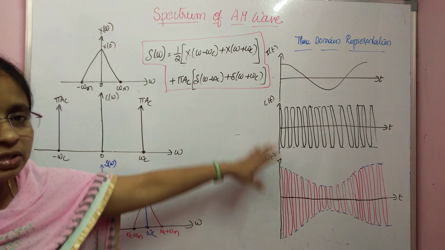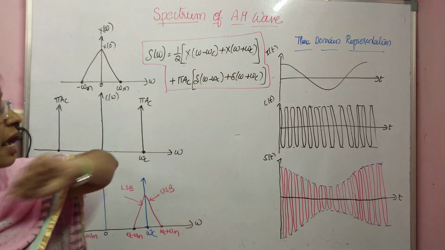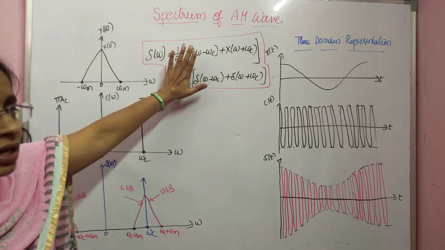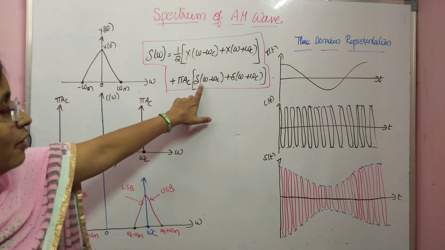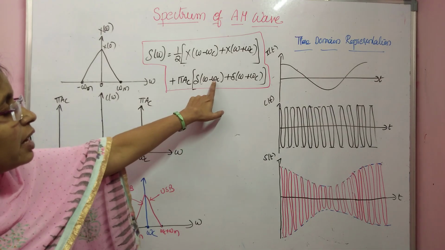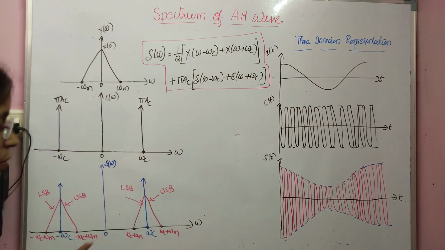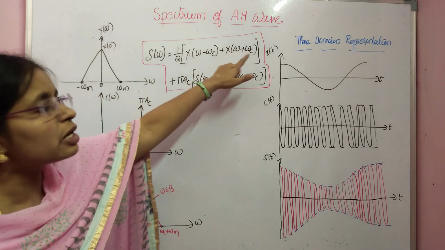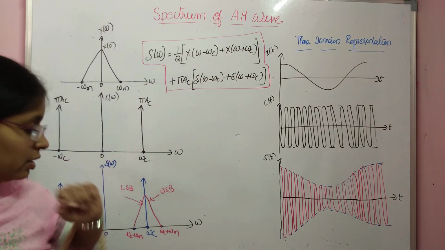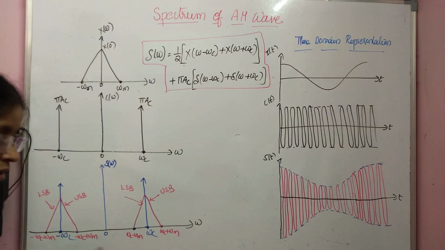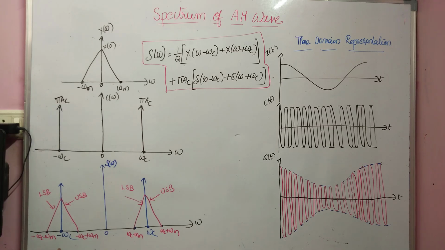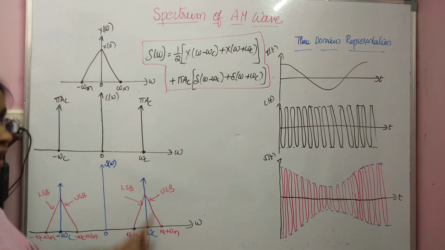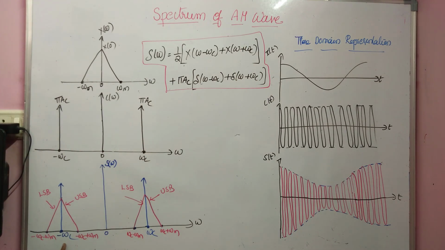You know this concept I explained in the last video. Now for this, see here. First draw the impulses at omega equal to omega c and omega equal to minus omega c. These are the impulses. And the message signal shifted versions are at omega c and minus omega c again. See, this is the message signal, and this is another message signal. The first one is at omega equal to omega c and the second one is at omega equal to minus omega c.